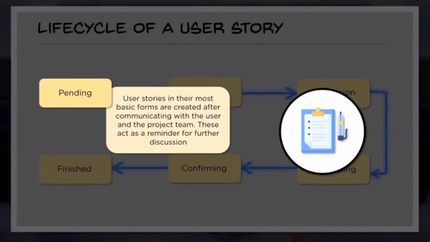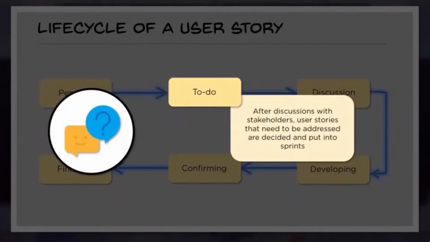Will there be a possibility that these user stories will be modified as we progress? Answer is yes and no, both. It may be modified, but discussion goes further from this basic understanding of that particular user story. Further discussion is to elaborate on that, make sense out of it, and confirm. Then after discussion with the stakeholders, the user stories that need to be addressed are decided and put into sprints.